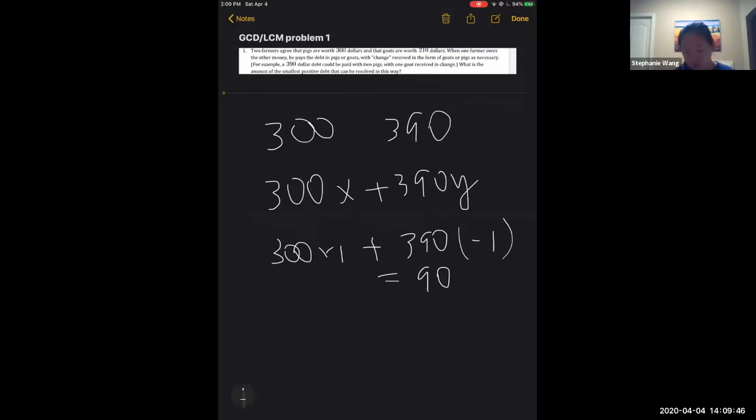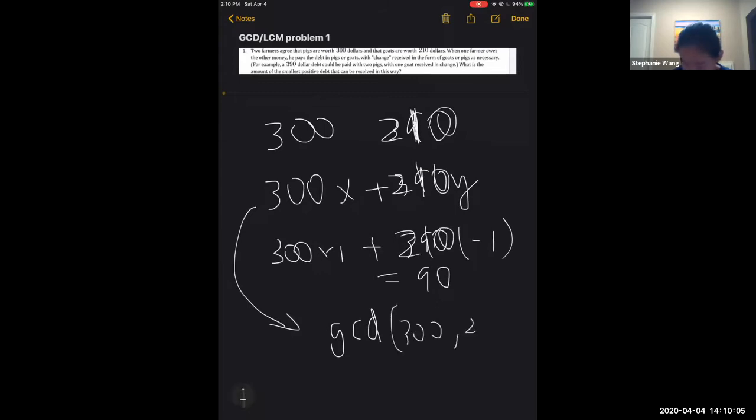So as I said earlier, Bezout's identity states that the minimum possible number that you can get for this result is the GCD of this. Oh, sorry, I don't know why I said 390. I meant 210. Sorry. All right, so we're trying to find the GCD of 300 and 210. And it's pretty easy to tell that the GCD is just going to be 30. So that's the answer for this one. Does anyone have any questions about how I got that?